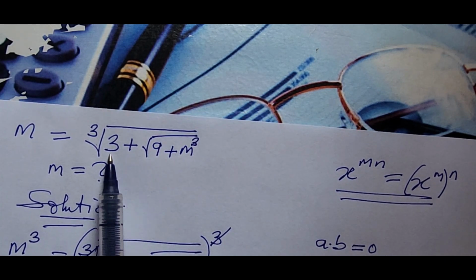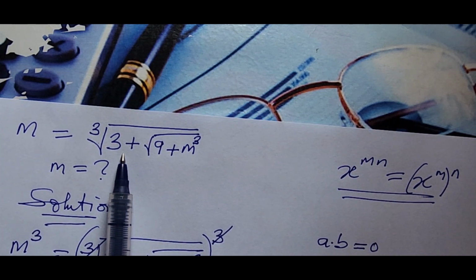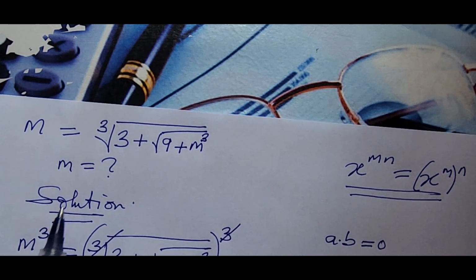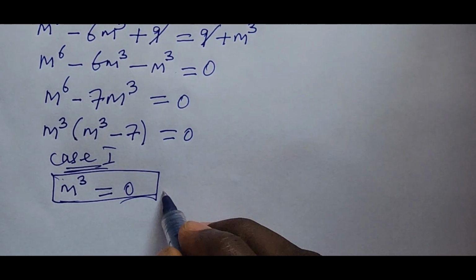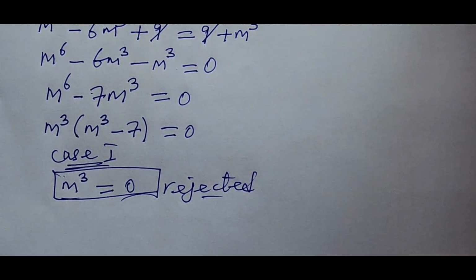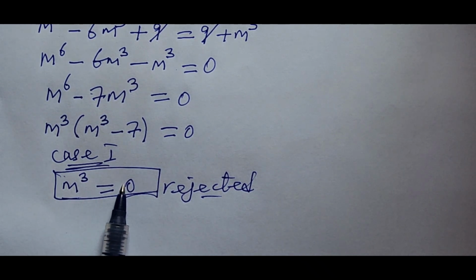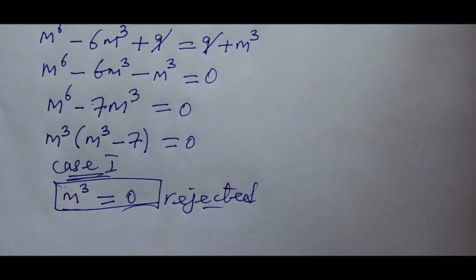So 3 plus 3 will give us 6. So the cube root of 6 is not equal to 0. And so this solution does not satisfy the equation. And so this one is rejected. In other words, we call this solution an extraneous solution. So it's rejected. Now let's take our case 2.